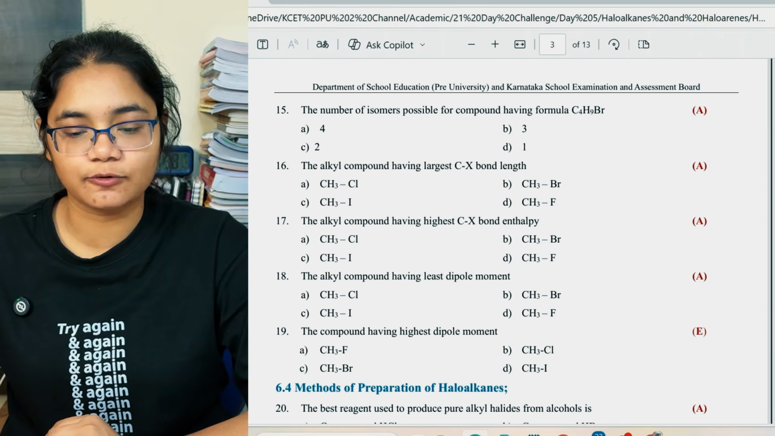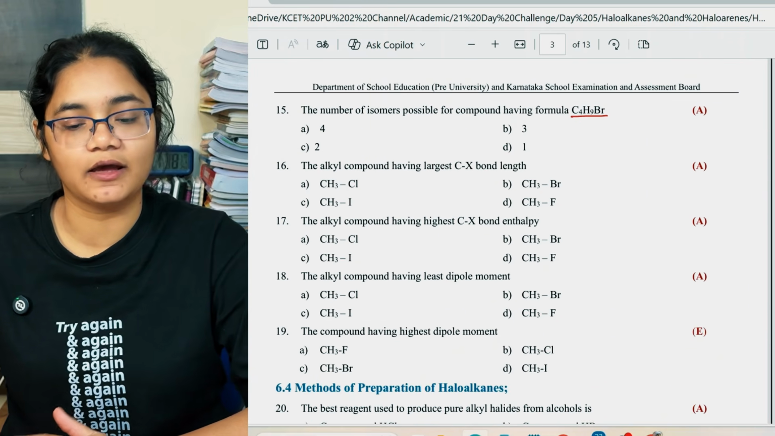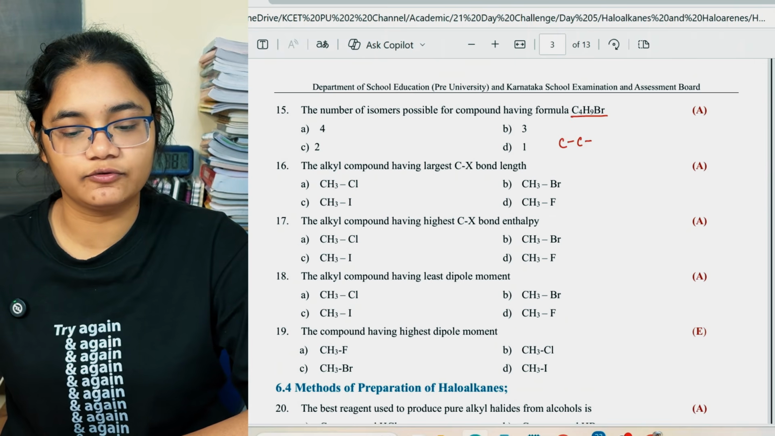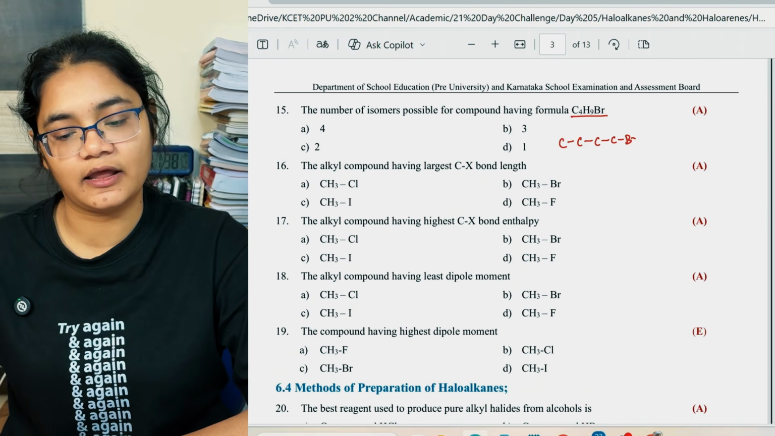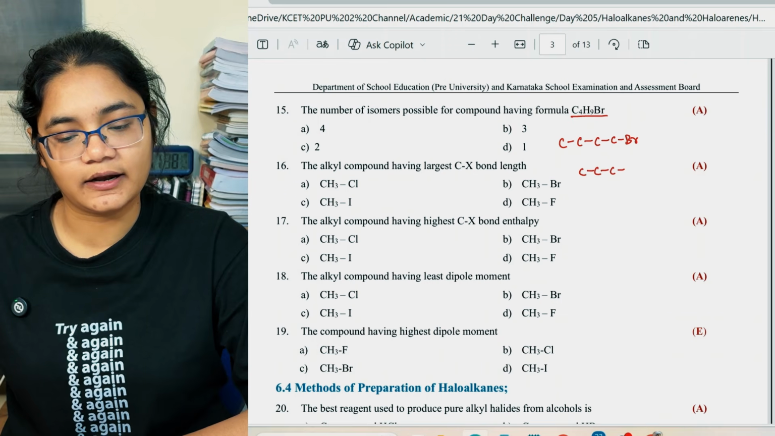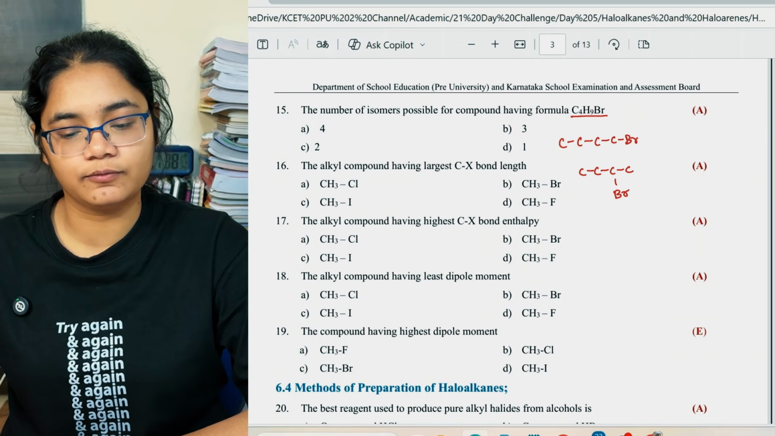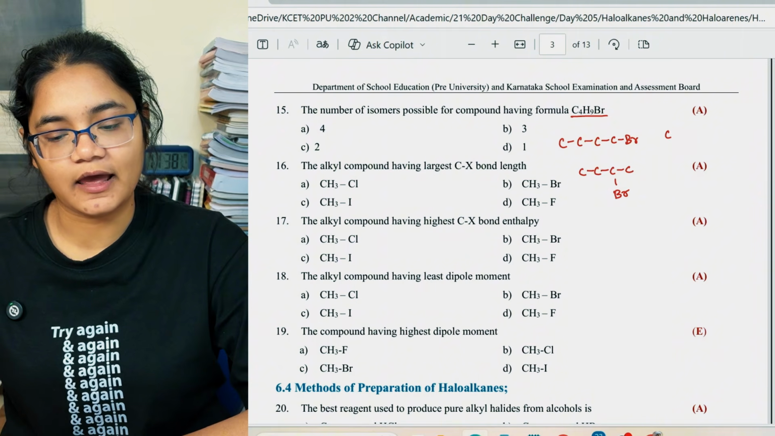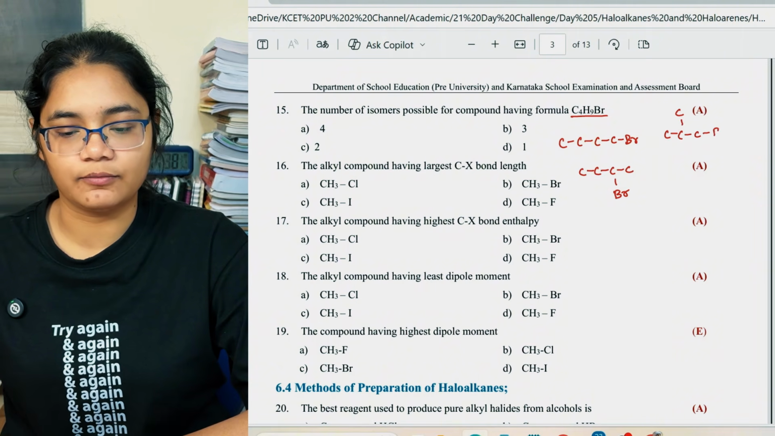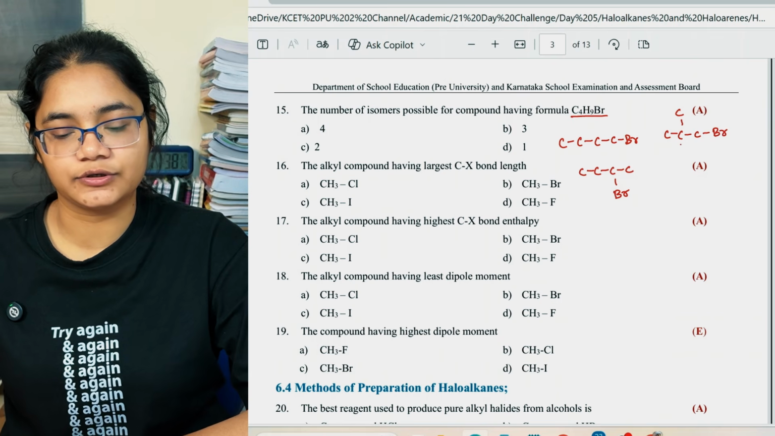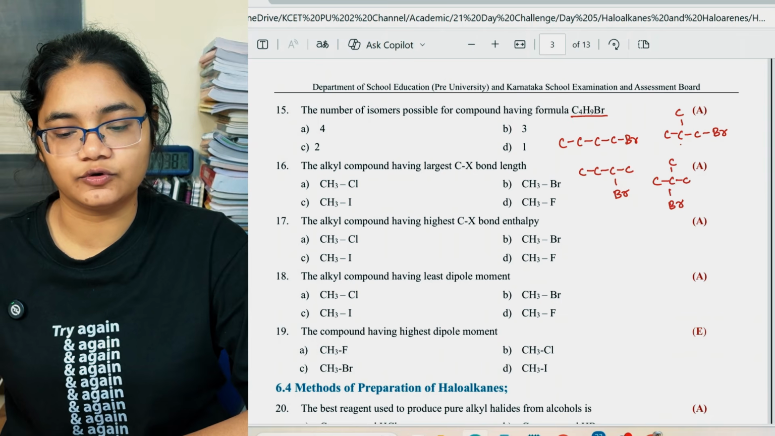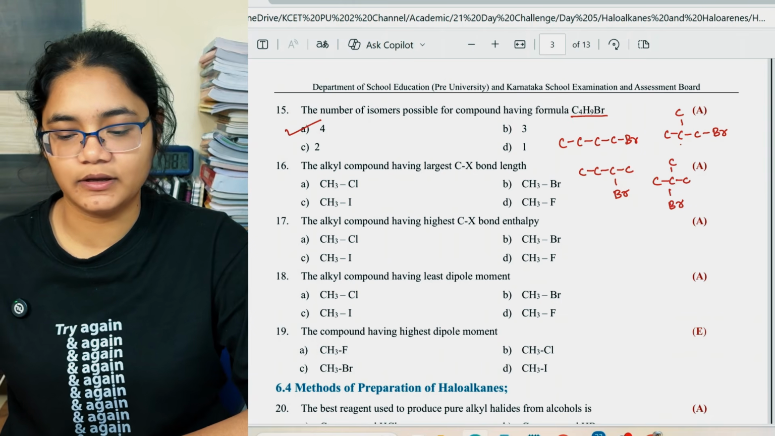The number of isomers possible for C4H9Br. Okay, C4H9Br. So if you see 4 carbons like this, here you can attach one bromine. Next is you can attach a bromine here. Okay, 2 positions we got. Then I can have a 3 carbon chain. Okay, in this you can attach the bromine here. Then I'll do another structure. Okay, you can attach a bromine here. So total I'll get 4 isomers. So option number A here.